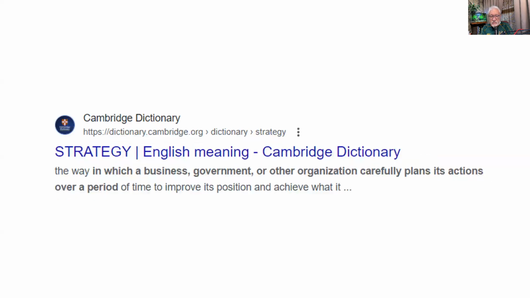Cambridge Dictionary tells us it's the way in which a business or government or other organization carefully plans its actions over a period of time to position and achieve what it is all about. I told you in our last lesson that the university has a 10-year strategic planning frame, and what we intend doing is making you a graduate. We just want you to work with us as we try and achieve that goal. Here's one more for you.